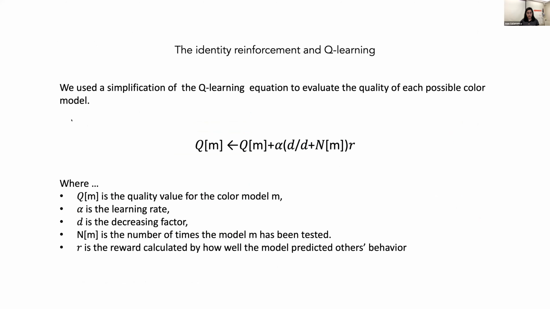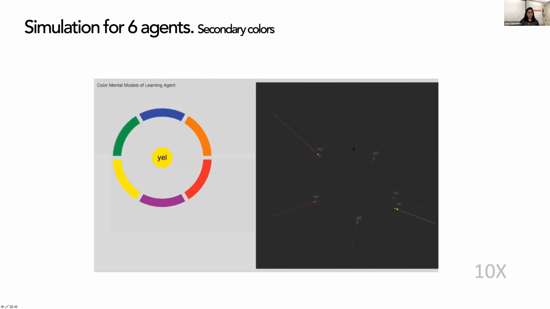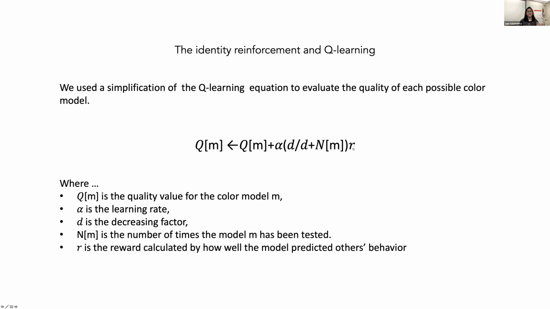So to evaluate the models and to allow this identity reinforcement process, we use a simplification of the Q-learning equation. So each time the same model is evaluated, its quality value is updated, summing the previous value to the product of the learning rate and the decreasing factor, divided by the sum of the decreasing factor and the number of times this model has been explored before. All this multiplies the reward that depends on whether the prediction was successful or not. So if the model predicted successfully the behavior of the agents, then the reward will be positive, and it will be negative in the other case, if it wasn't a good predictor.